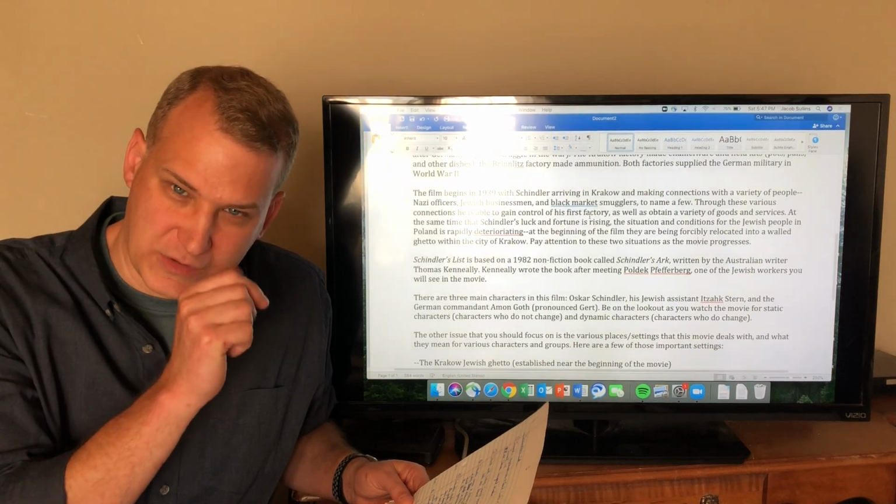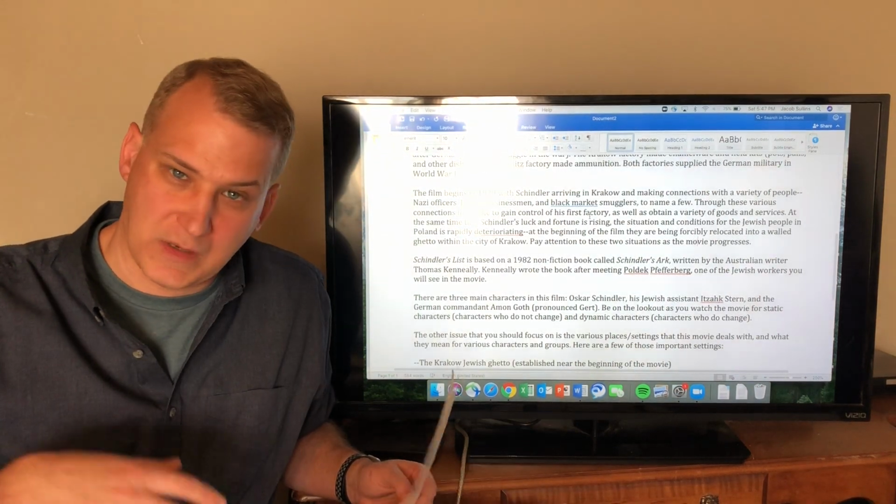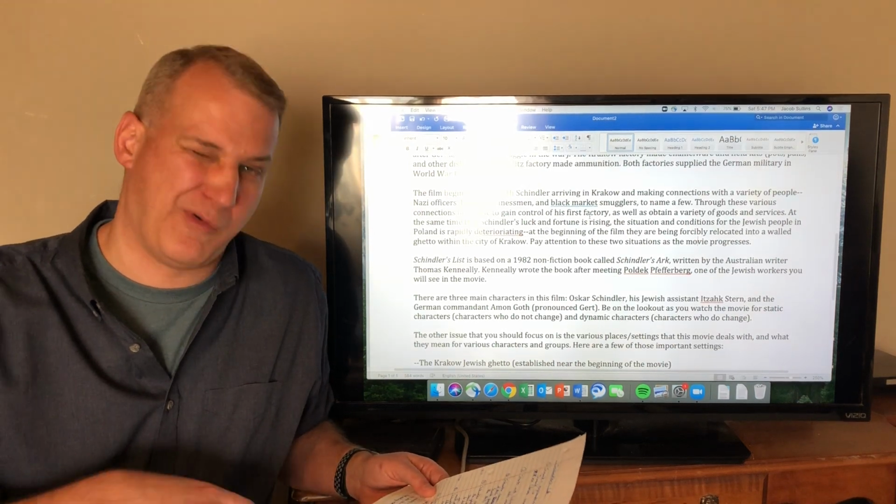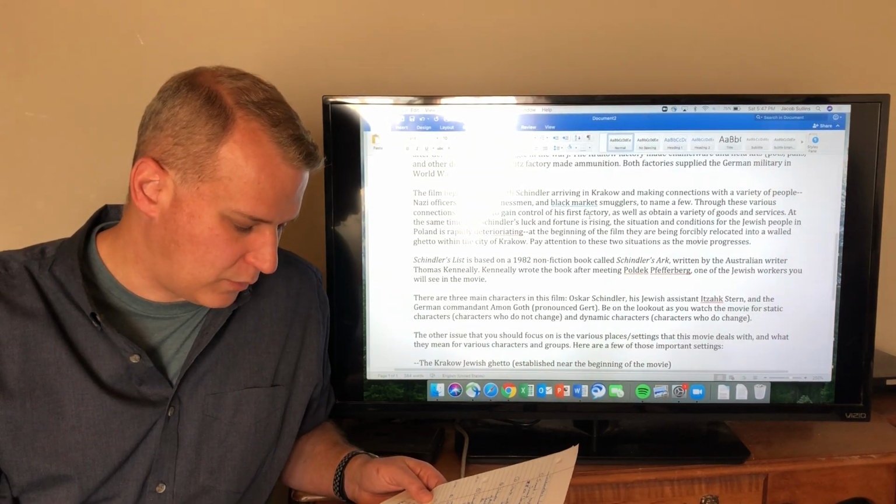But you see his relationship with Schindler as the movie changes too. At first, he doesn't like Schindler at all. Working for him is just a means to help save people. But then you'll see that change over the course of the movie.